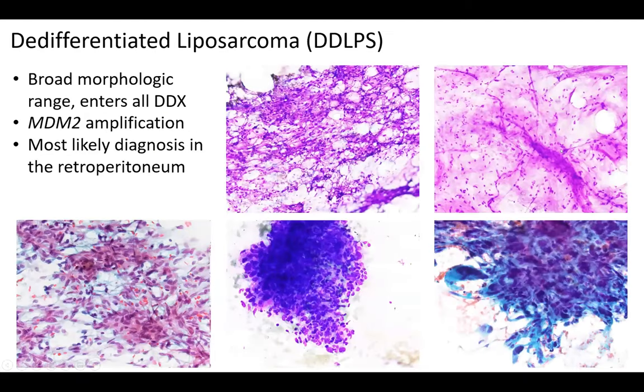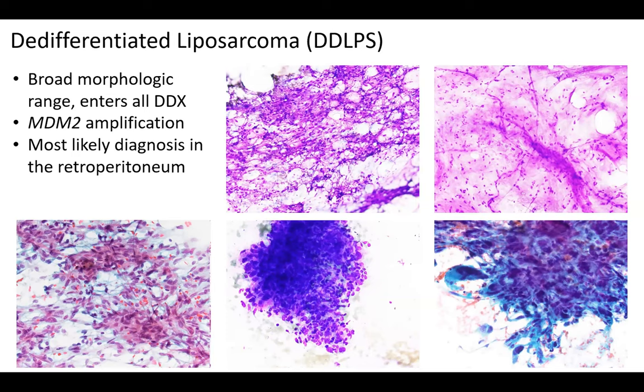And I mentioned that these have the ability to dedifferentiate, and dedifferentiated liposarcoma, which is also characterized by MDM2 amplification, can show a really broad morphologic range and really enters almost all the differential diagnoses of the patterns.